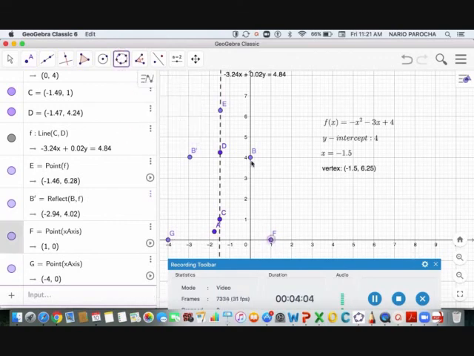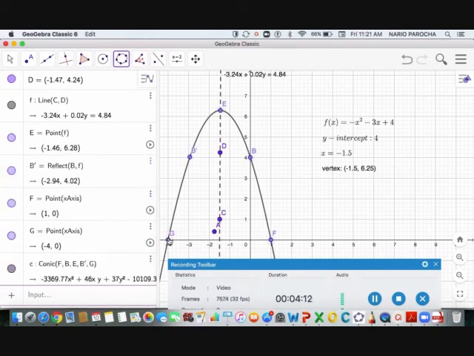We simply click those 5 points, and there you have your parabola. This parabola is the sketch of the graph of -x squared minus 3x plus 4. That will be all.